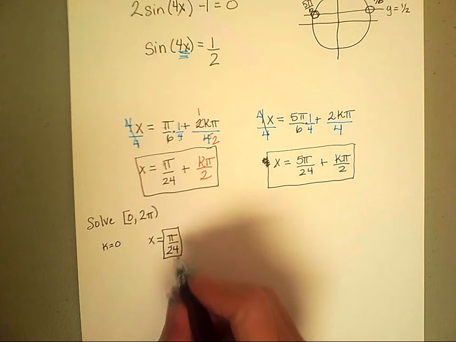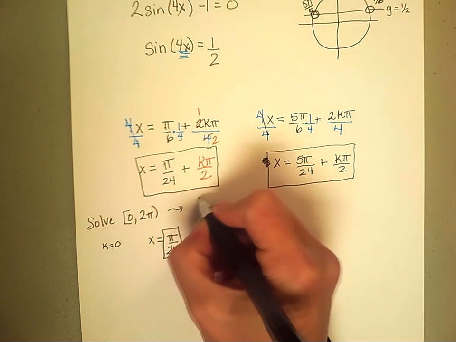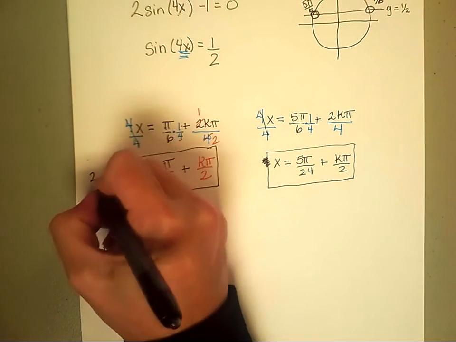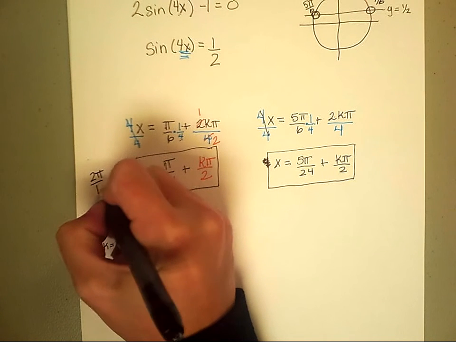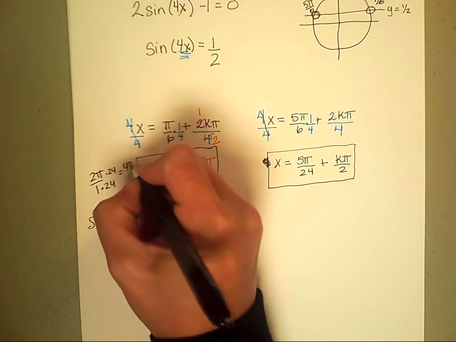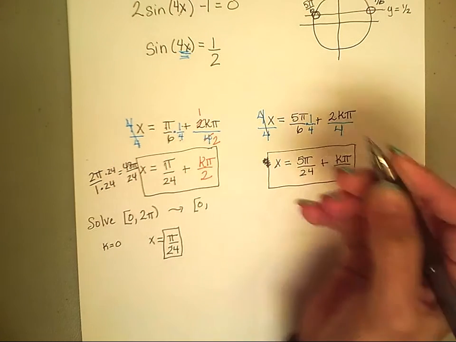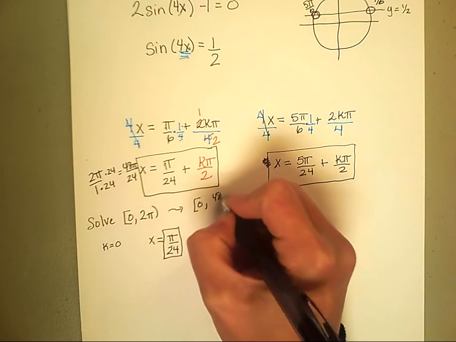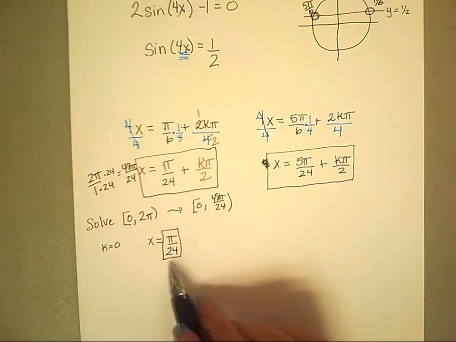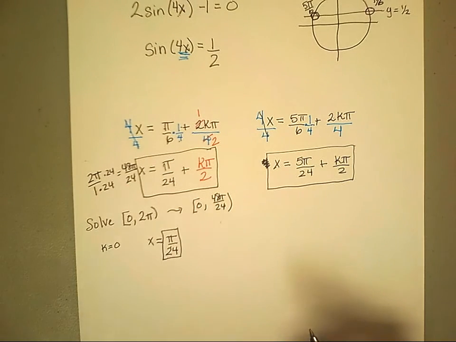Now, since we're working in terms of 24, we really might want to rewrite this. This is from 0 to, let's get a common denominator, 2π over 1 times 24 over 24. So 2π is really 48π over 24. That'll just help us as we move through this.